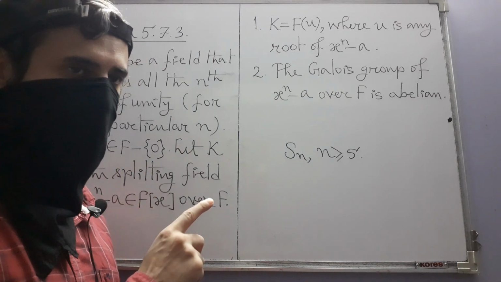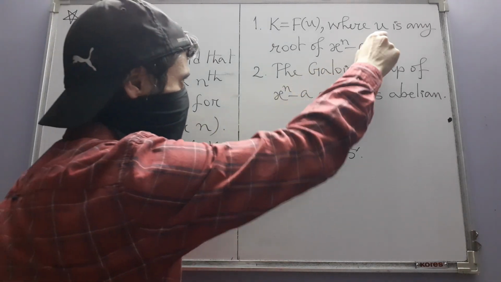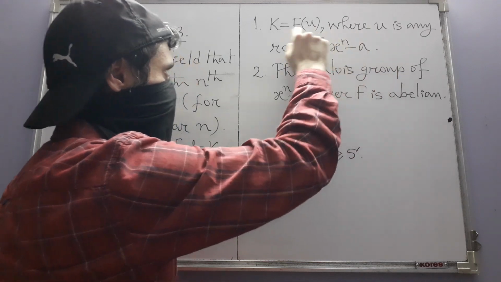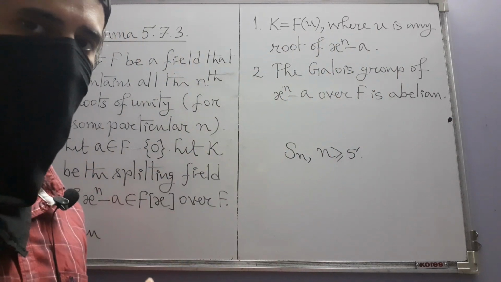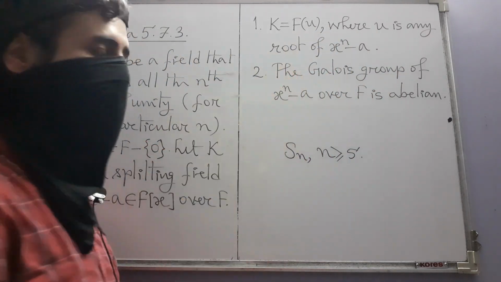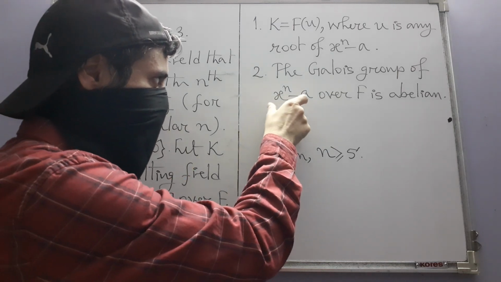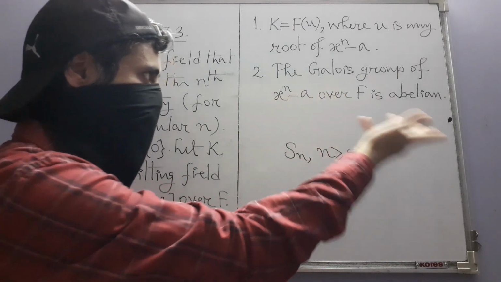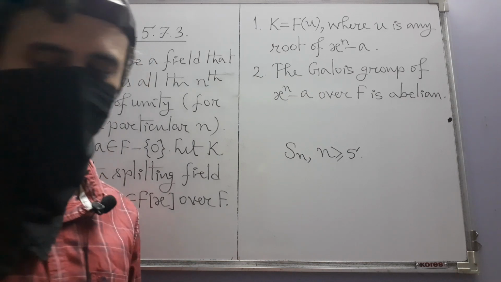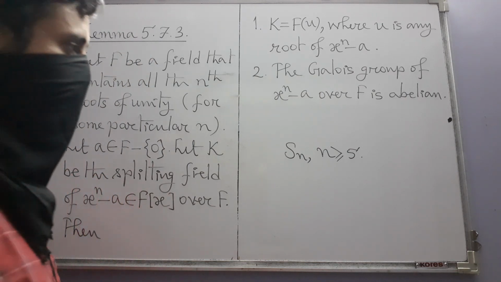The first claim says that if we adjoin any root u of this polynomial to F, then the resulting extension is nothing but K, the splitting field. And the second claim is that the Galois group of this polynomial over F is abelian. So let's now see the proof.